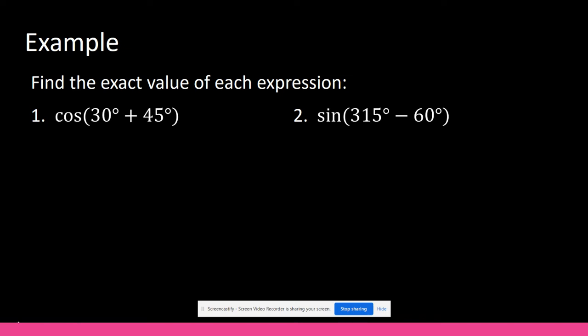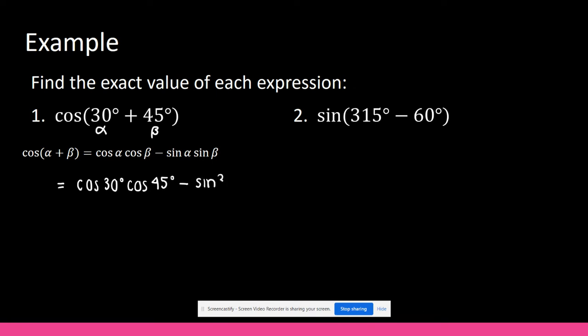So because we're talking cosine and we are adding, that's going to be using the formula where we want to subtract the two terms. But notice that alpha and beta, I'm letting alpha be represented as this 30-degree angle, and beta is going to be representing the 45-degree angle. So essentially, if I use that formula, I want the cosine of 30 degrees times the cosine of 45 degrees minus the sine of 30 degrees times the sine of 45 degrees.